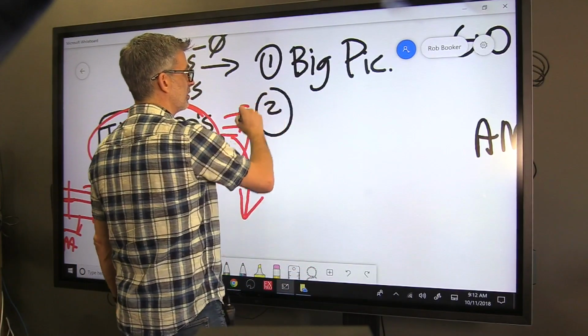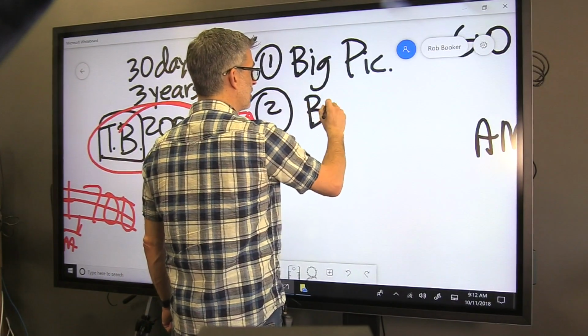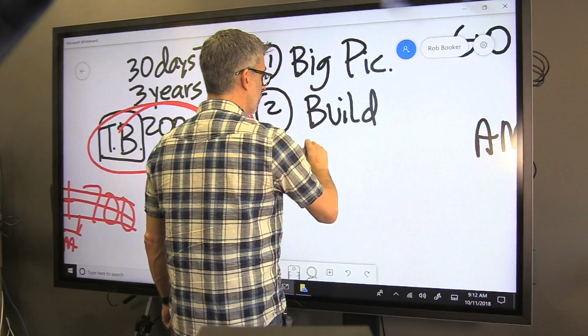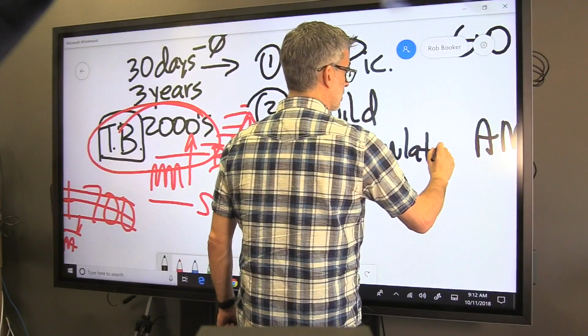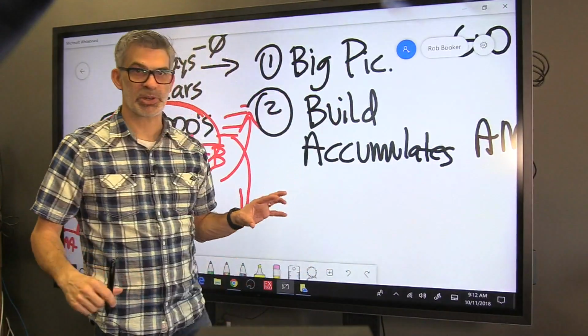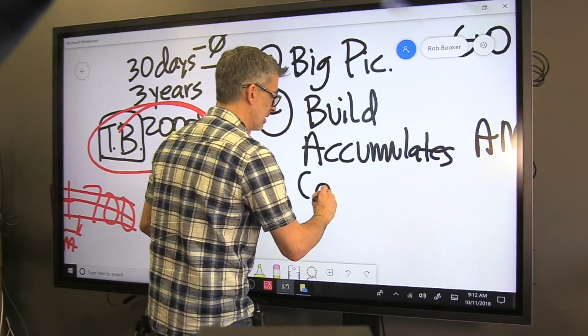So the second thing that a professional trader does is build an account, or what I like to call accumulate. A truly wealthy person is someone that's accumulated something over time. Compounding.